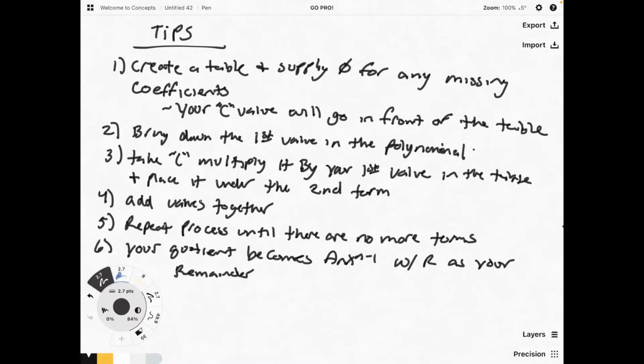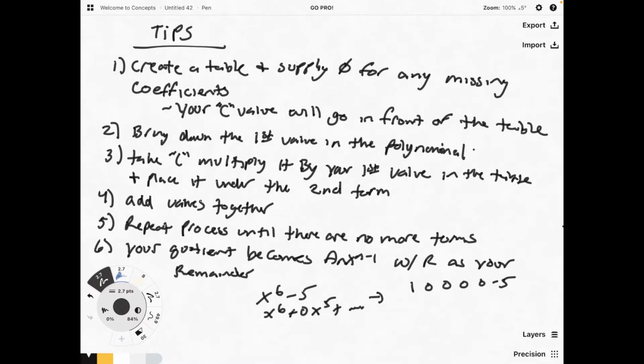When utilizing synthetic division instead of long division, the first step is create a table and supply 0 for any missing coefficients. If you had x to the 6th minus 5, what you would want to do is similar to what we did in long division: x to the 6th plus 0x to the 5th plus, and you would go down until you got to your 5. In this table, what we're going to do is write out the coefficients. So in this case, it would turn into x to the 6th is 1, and then we have 0x to the 5th, 0x to the 4th, 3rd, squared, and then negative 5 is what we were going to have here.